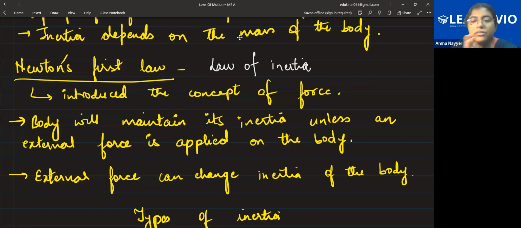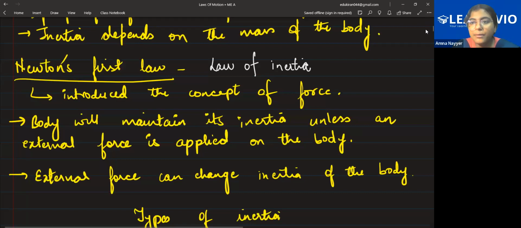So yes, it introduced the concept of force. Body will maintain its inertia, meaning its state of rest, state of motion, state of direction, unless an external force is applied on the body. If a ball is rolling on the ground, if I put my foot on it, it stops. That is the external force, right? So external force can change inertia of the body.